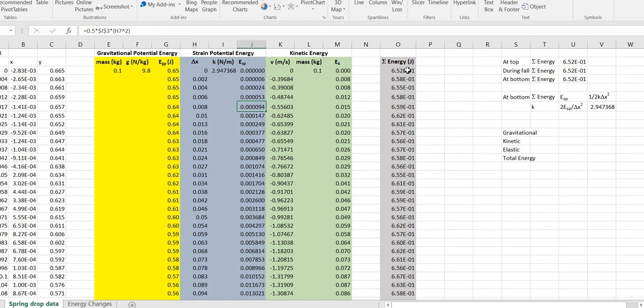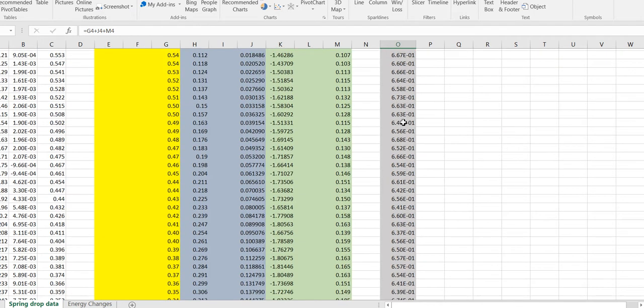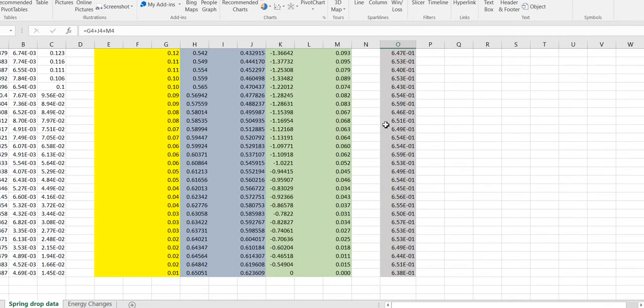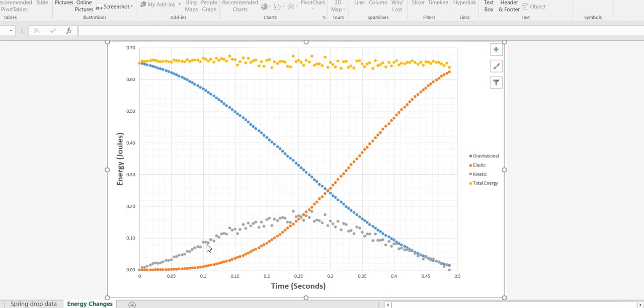So we can look then at the sum of all the energy, and it is simply the gravitational potential plus the strain potential energy in the spring plus the kinetic, and that has been taken into consideration for all the time frames of this particular graph. Now that's a lot of data, more effectively looked at as a graph. This graph's got a lot of information.